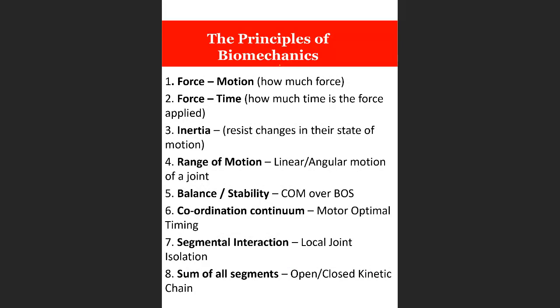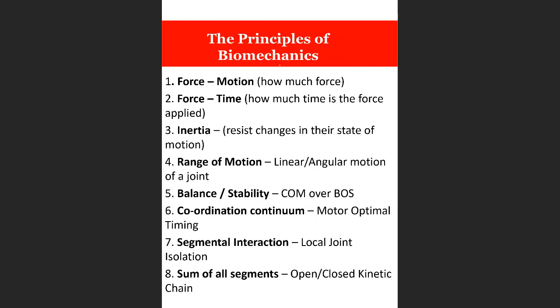So the principles of biomechanics, we've got 8 principles. We've got force motion, how much force is required. Then we've got force time, how much force is required over what time. Then we've got resistance to change. This is what we call inertia. Then we've got range of movement that can be either linear or angular. Then we've got balance and stability, which is, can we maintain our center of mass over our base of support?